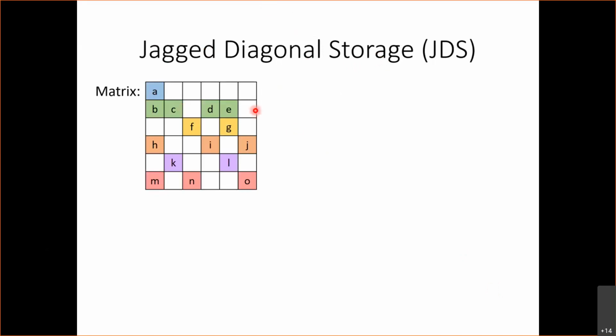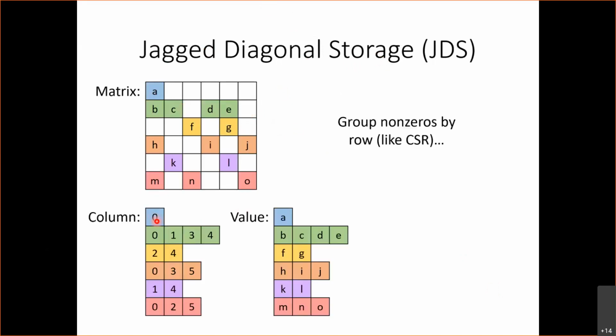what I'm going to do is similar to what I did with CSR. I'm going to group non-zeros together. So the non-zeros of the row are all kind of grouped together. By the way, here when I say grouped together, I don't mean physically grouped together. I mean logically. I'm going to think of them as kind of one thing.